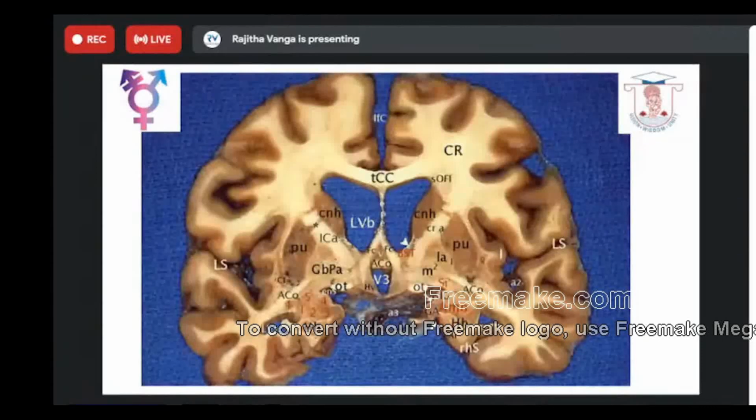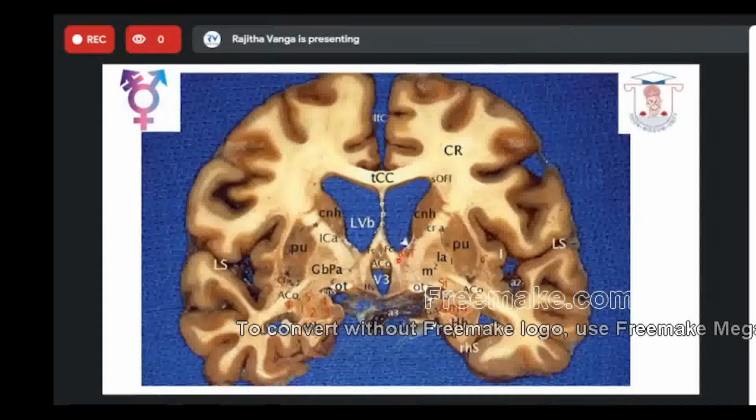I want to show the bed nucleus of stria terminalis in coronal section as well. These are the two lateral ventricles. The section is taken at the central part of the lateral ventricle at the level of the trunk of the corpus callosum. Here is the head of the caudate nucleus, and this is the lentiform nucleus, the lateral one being the putamen, the medial one the globus pallidus, and this white tract you are seeing is the internal capsule. So our bed nucleus of stria terminalis is located here.